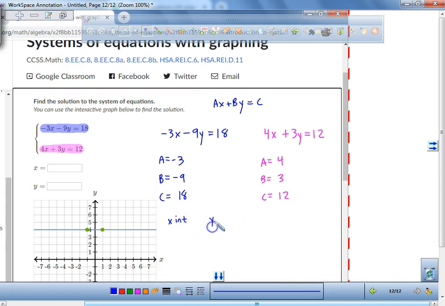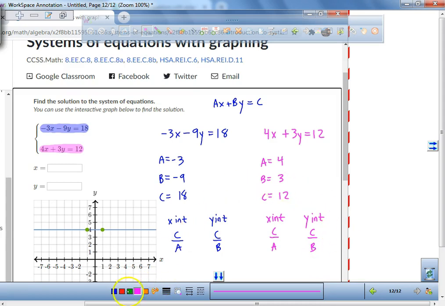Okay, so let's see if we remember our formula for the x-intercept and our formula for the y-intercept. What's the formula for the x-intercept? C over A. What's the formula for the y-intercept? C over B. Perfect. By the way, just because they're different colors doesn't mean the formula changes. X-intercept will always be C over A. Y-intercept in standard form will always be C over B.